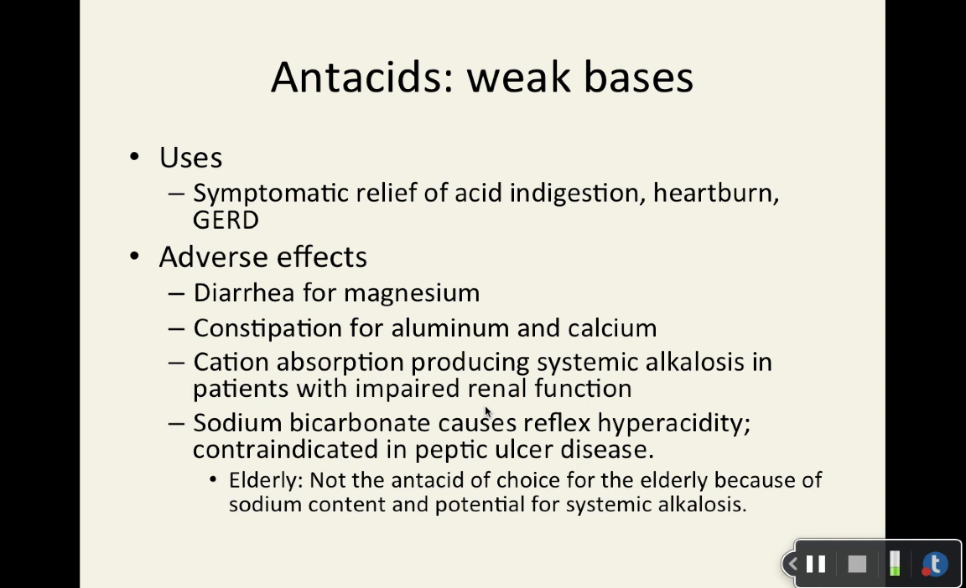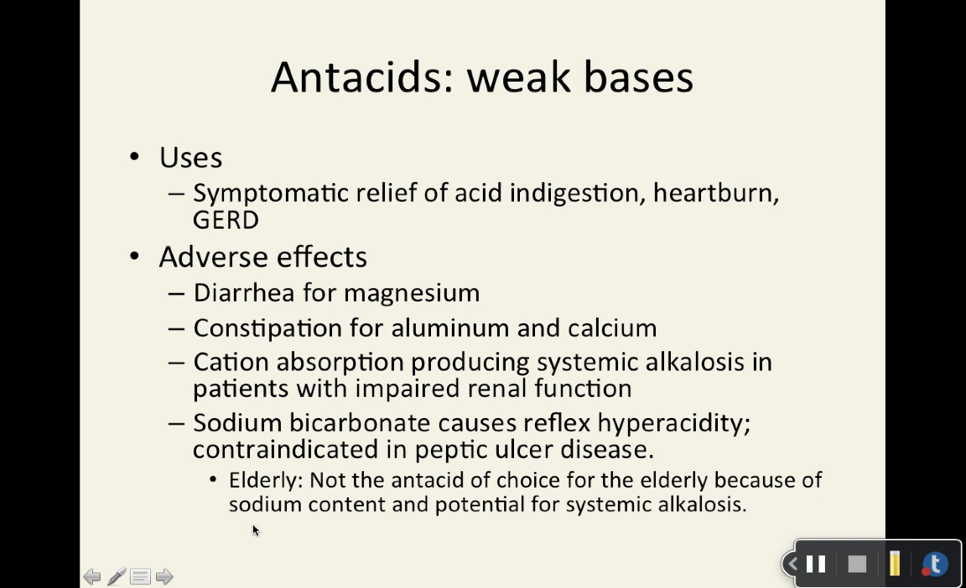So like you guys have hopefully already noticed, we talk a lot about the kidneys in this course and a lot about the liver, but specifically here, we need to be concerned with renal function. The other thing too with sodium bicarb is that it can actually cause reflex hyperacidity. So what does that mean? It actually tricks the body, or it causes the body to produce even more acid, and then it makes the environment more acidic. So it can actually make your symptoms worse and make the issue worse. And specifically for PUD, or peptic ulcer disease, it can make that disease worse, and it's contraindicated there.